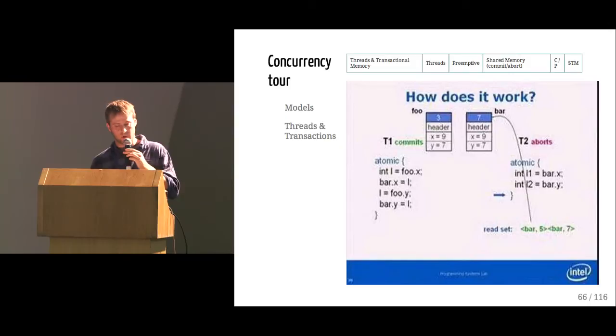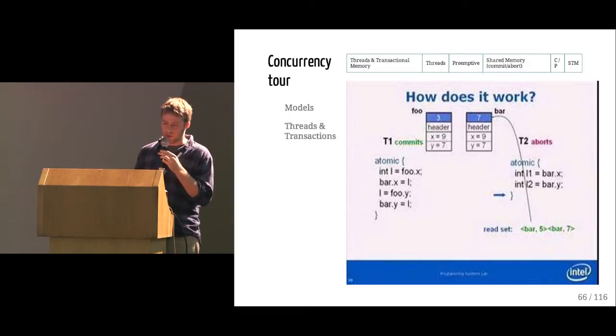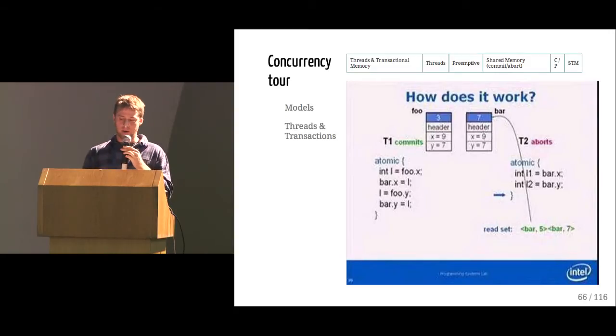and it's similar to threads and mutexes, but it works a little differently. It's actually kind of like a database transaction. Essentially, this uses threads, it's preemptive, and it uses shared memory, but instead of using locks, it uses a commit/abort semantic. And STM is software transactional memory, and that's the paradigm that's used.